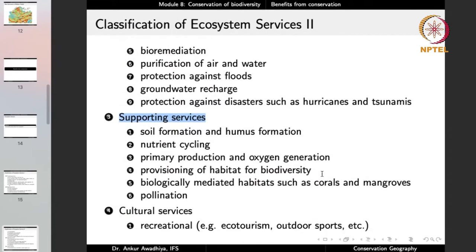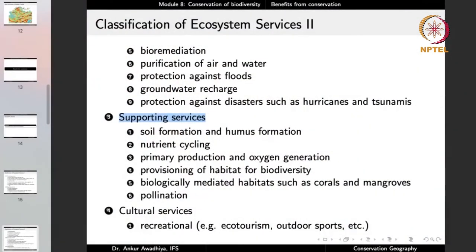Provisioning of habitat for biodiversity. So where would tigers live if there were no forests? Tigers reside in forest areas because the forests are home for tigers. And similarly, well-functioning ecosystems provide homes for a large variety of species. So they conserve biodiversity. This is another supporting service. Then there are a large number of biologically mediated habitats such as corals and mangroves.